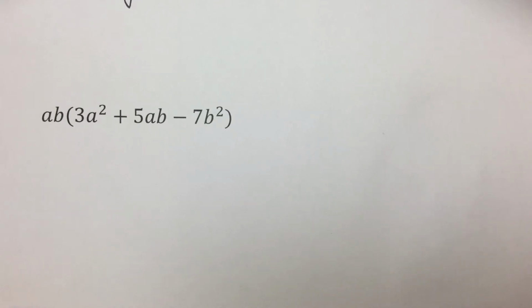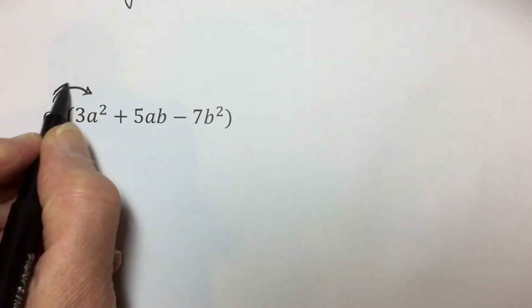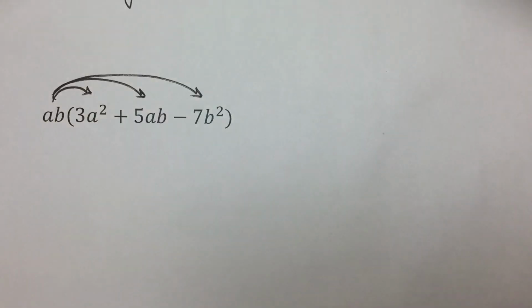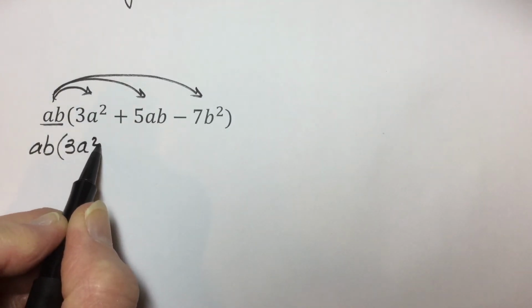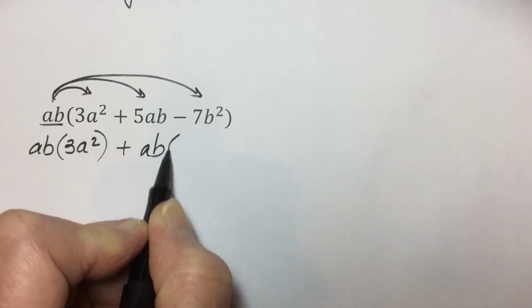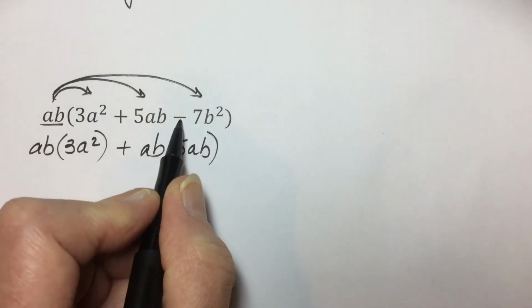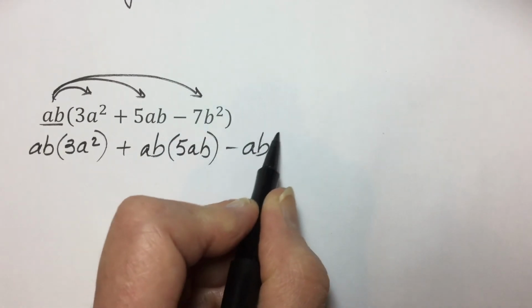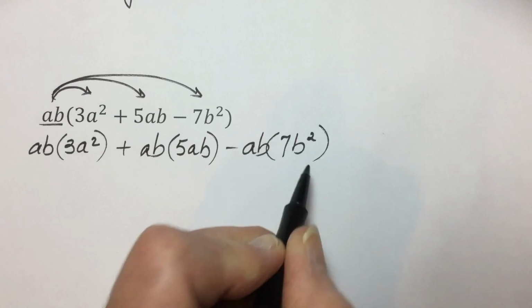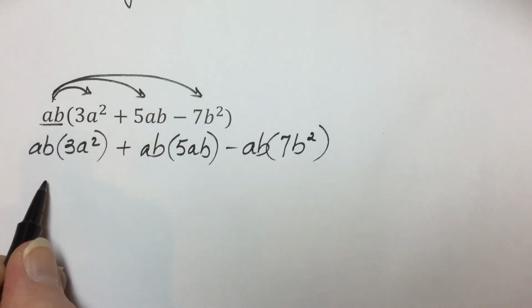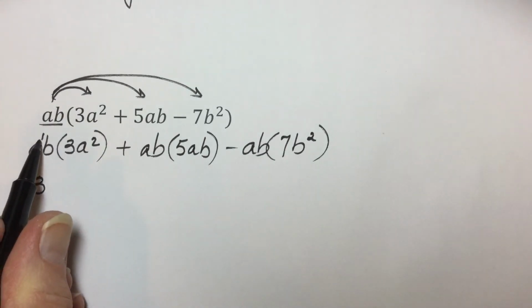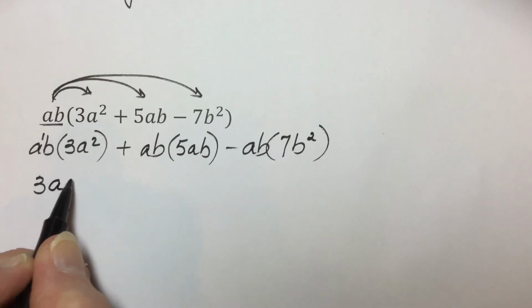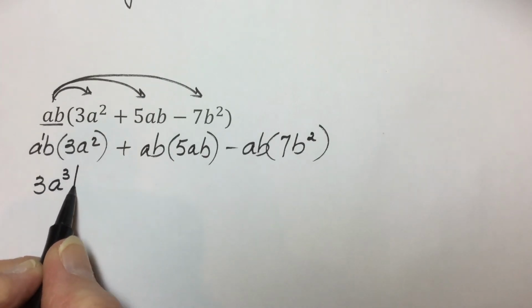Here we have a monomial times a binomial. We will use the distributive property, multiplying each term of that polynomial by AB. So we have AB times the first term plus AB times the second term minus AB times that third term. Using commutative property to simplify and recognizing this is a to the first, we have our 3, a to the first times a to the second, common bases, add your exponents, a to the third b.